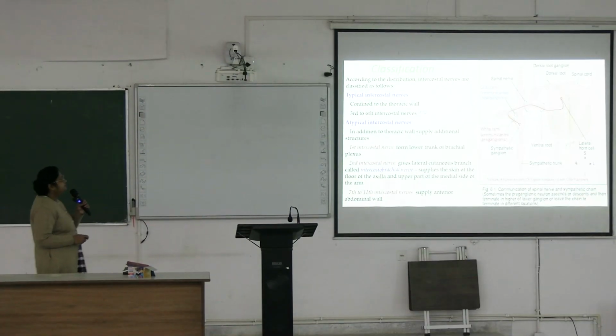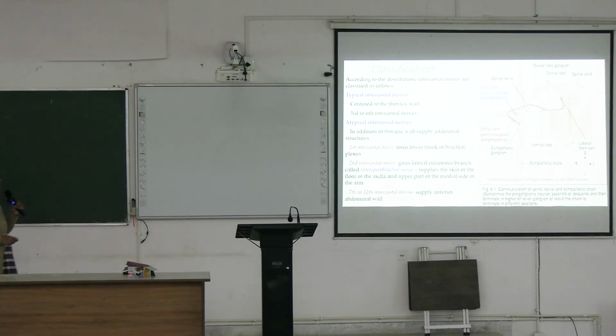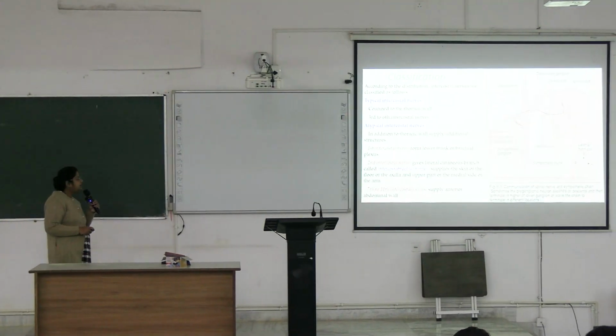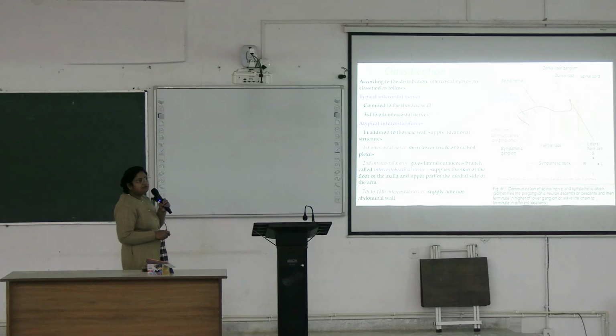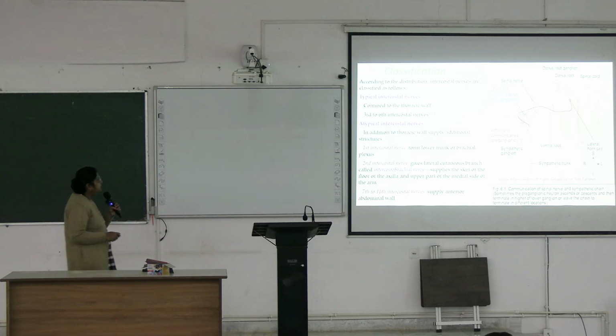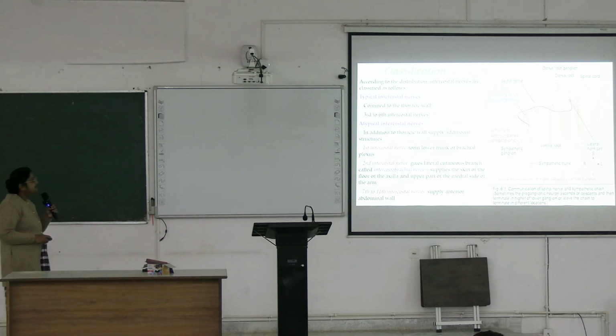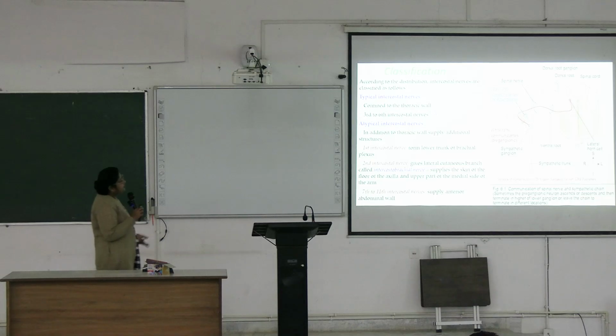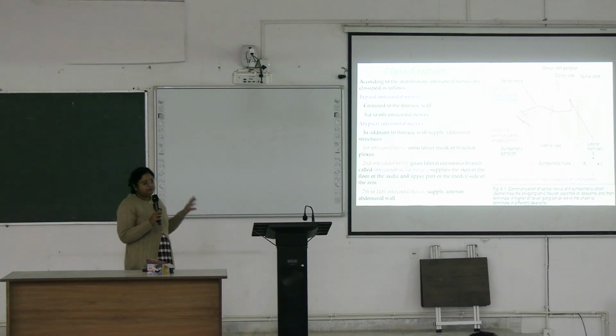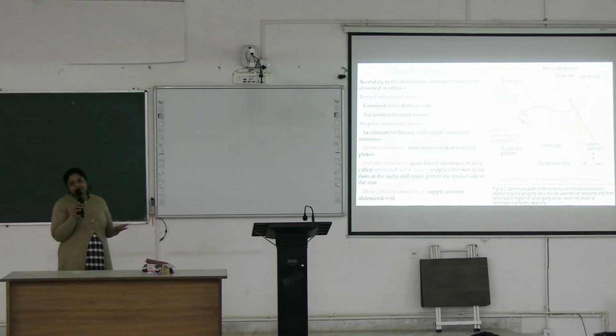According to distribution, intercostal nerves are classified as typical intercostal nerves and atypical intercostal nerves. Typical intercostal nerves are confined to the thoracic wall, and the 3rd to 6th intercostal nerves are typical. Atypical intercostal nerves, in addition to the thoracic wall, supply additional structures. It is asked which are the atypical intercostal nerves and where they supply, so you have to know this for your viva and MCQ, during the bones viva, ribs viva.